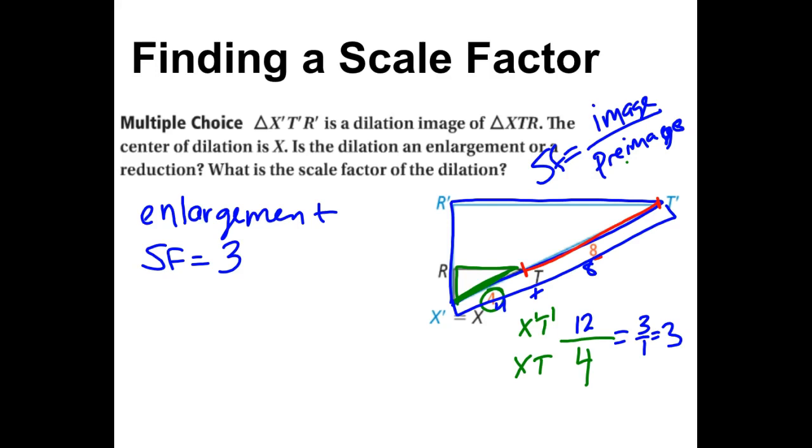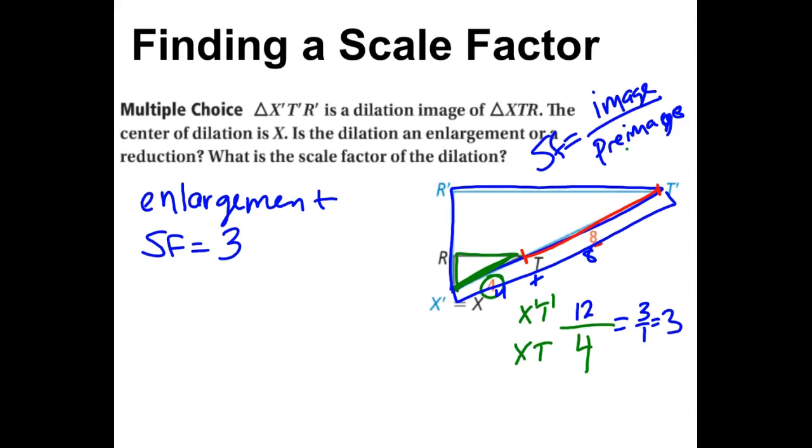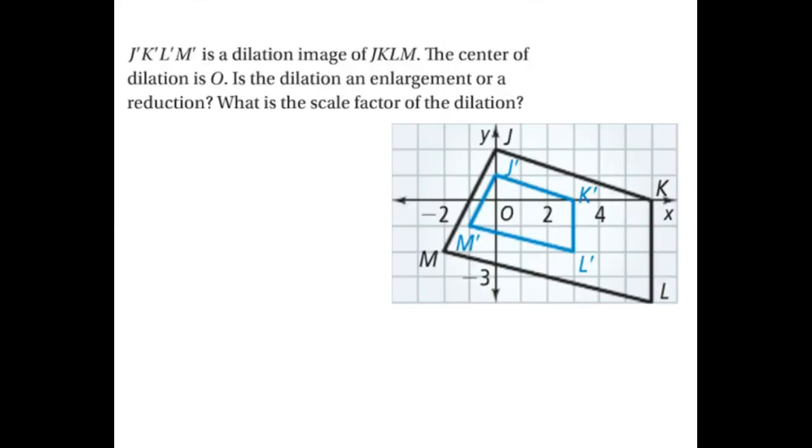So you can see this one was an enlargement. You can tell that it's an enlargement because of that scale factor and because of the picture that goes along with it. Let's try another one. This one's going to be in the coordinate plane. It says J prime, K prime, L prime, M prime is a dilation image of JKLM. The center of the dilation is 0, the origin, or O. Is the dilation an enlargement or a reduction? What is the scale factor?